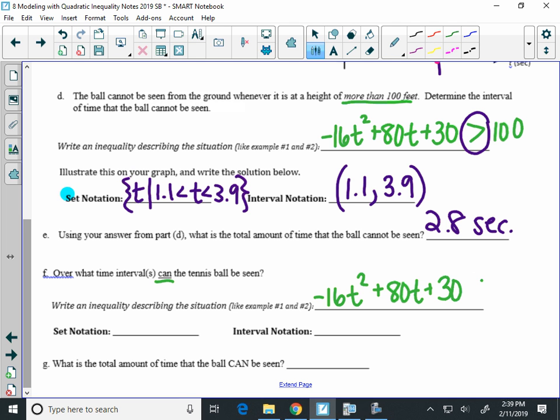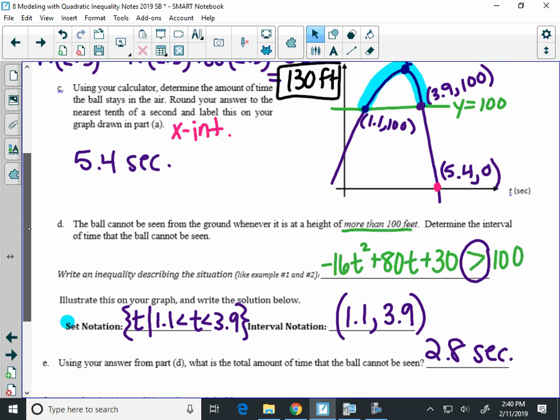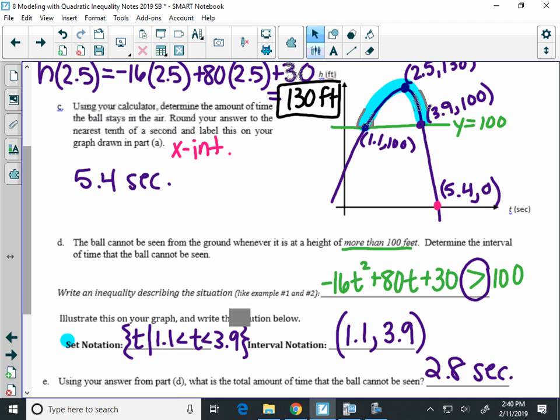That means it's going to be less than or equal to 100 feet. Now I'm going to be equal to because I can't see it when it's more than 100, but it seems like I could see the tennis ball exactly equal to 100. So when I look at my graph, what I'm looking at here is the portion of the graph, and I'm going to wait for a highlighter so I can go in a different part, but that is underneath that line, y equals 100. Okay, so let me wait for this highlighter really quick here. Here we go.